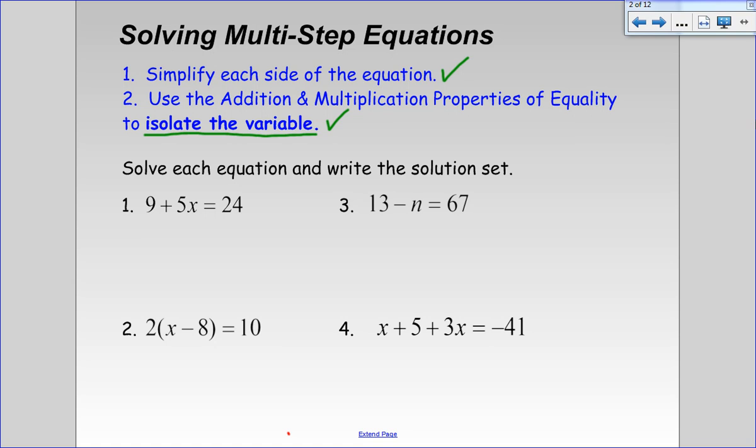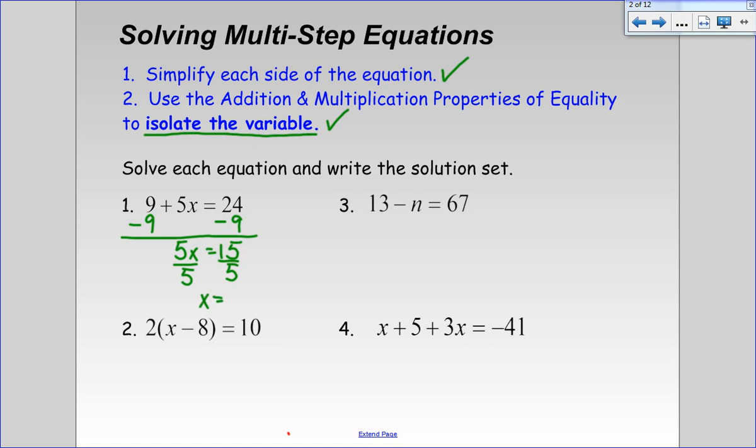The equation 9 plus 5x equals 24, and we want to solve this for x. So to find out what x is, we want to first isolate the variable term, which is 5x, by doing the inverse of adding 9, which would be to subtract 9 from both sides of the equation. So we get 5x equals 15. Now to get x by itself, we want to divide by 5, because that'd be the inverse of multiplying by 5, like it currently shows.